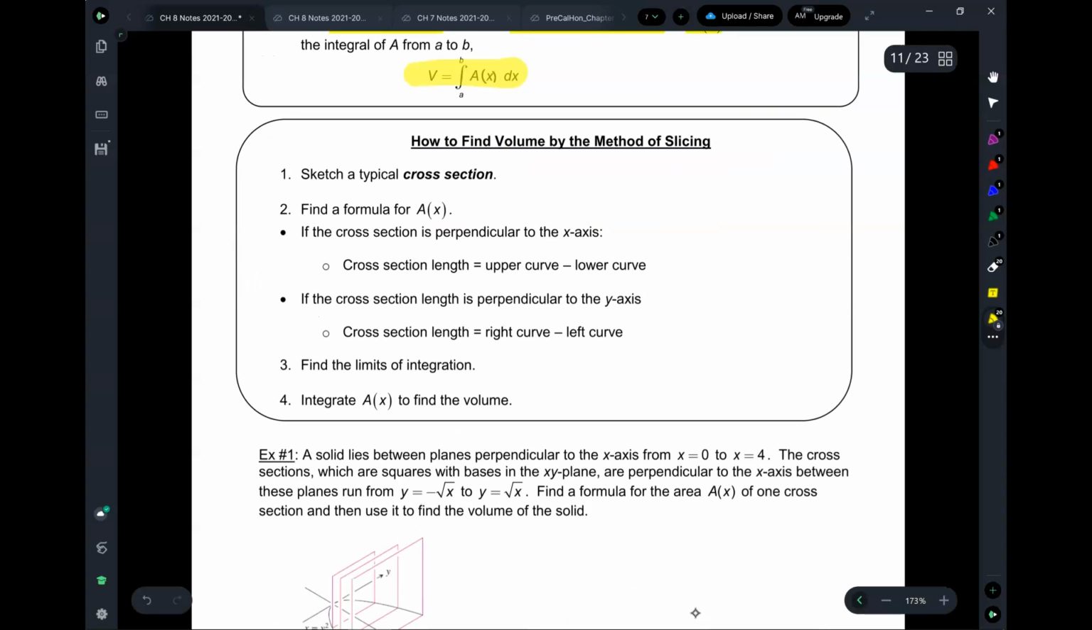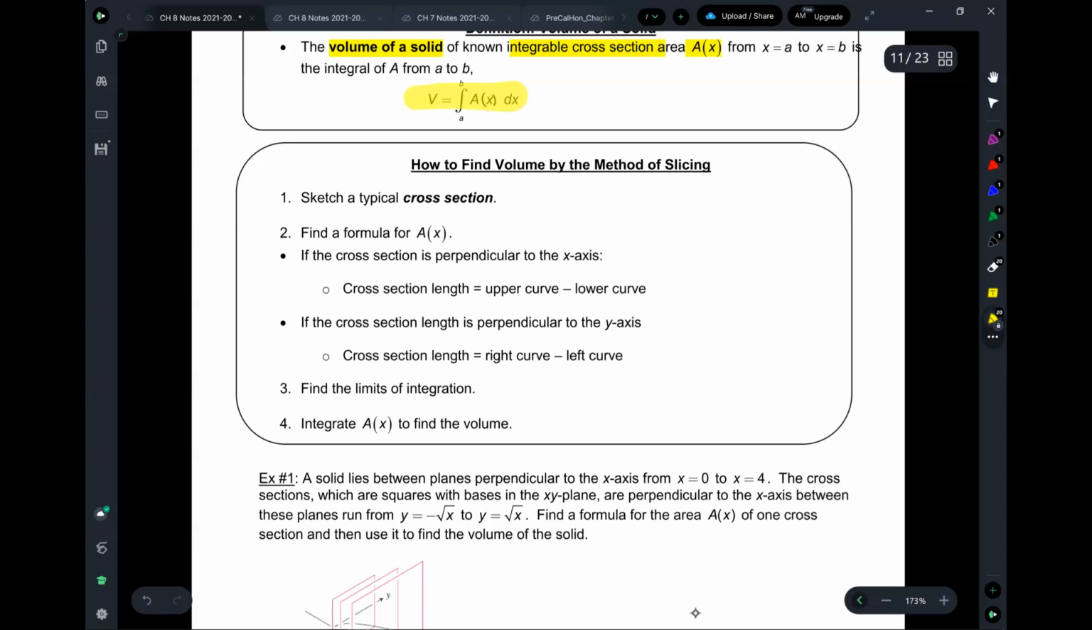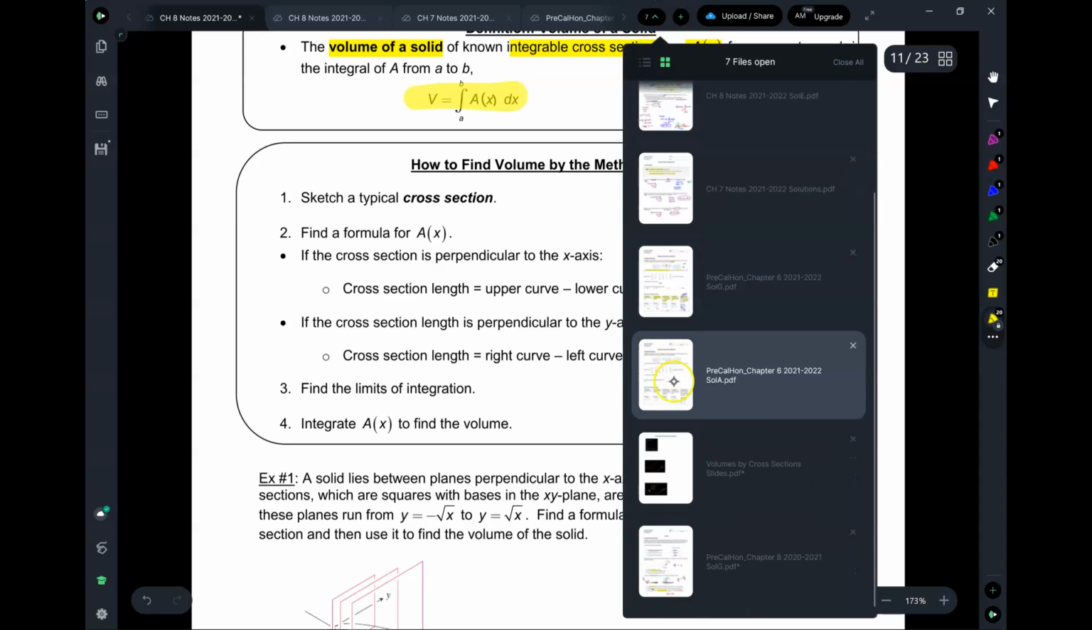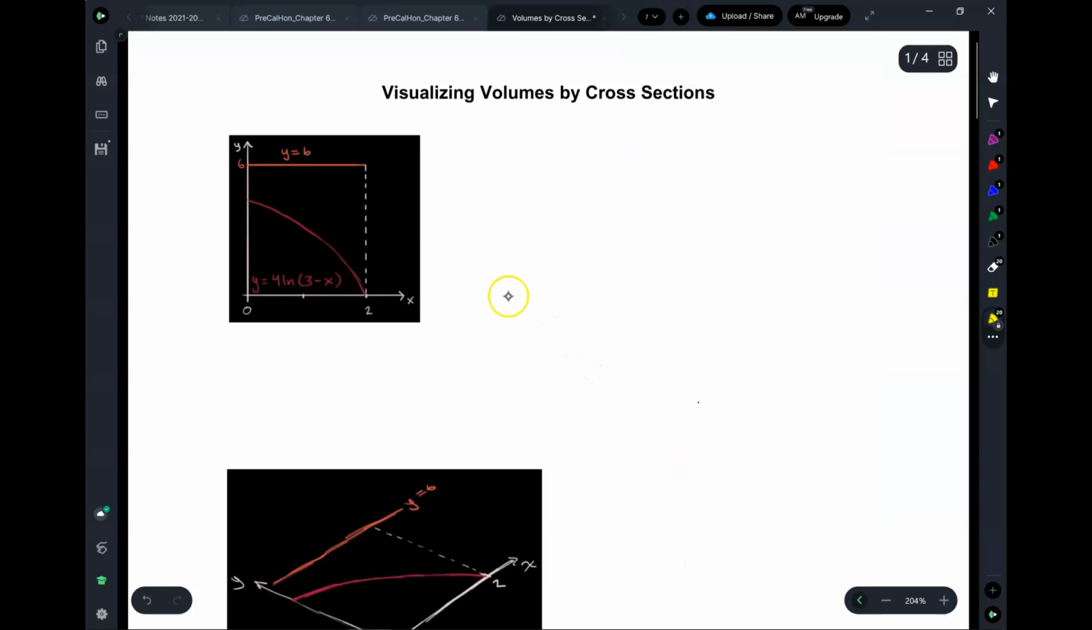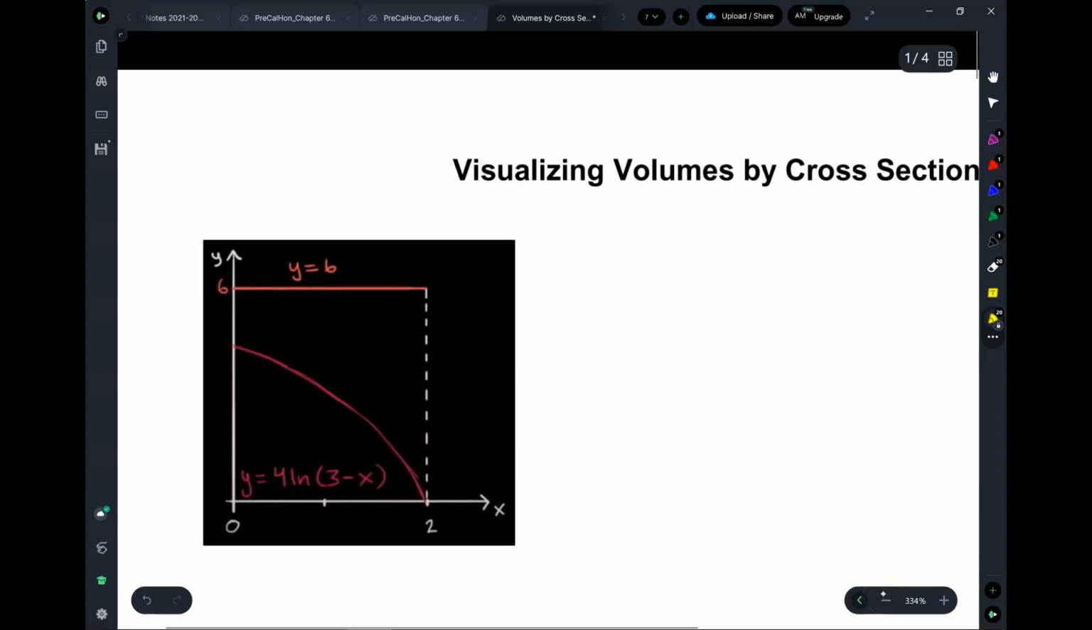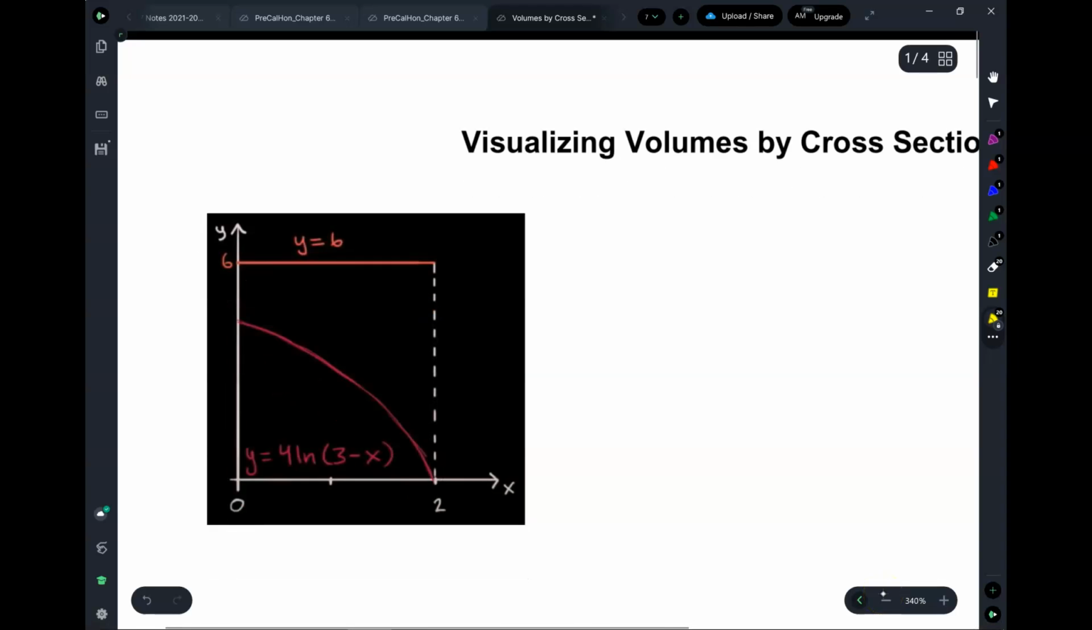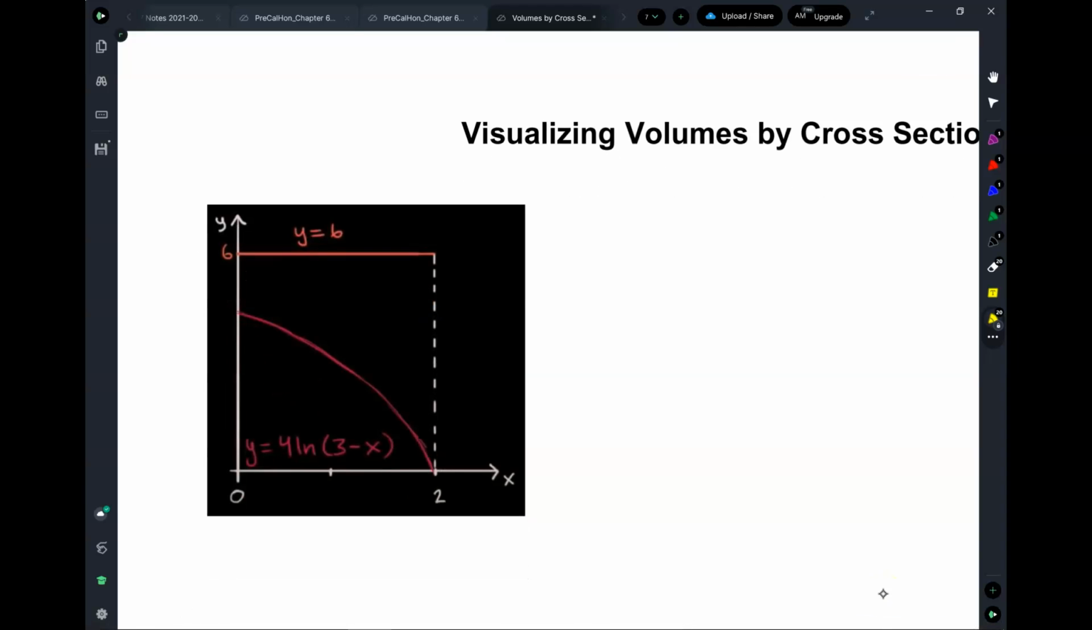So now let's talk about how we're going to find the volume of a shape. Okay? All right, so what we're going to do is this. Let me show you this. All right, so let's talk about volumes by cross sections.